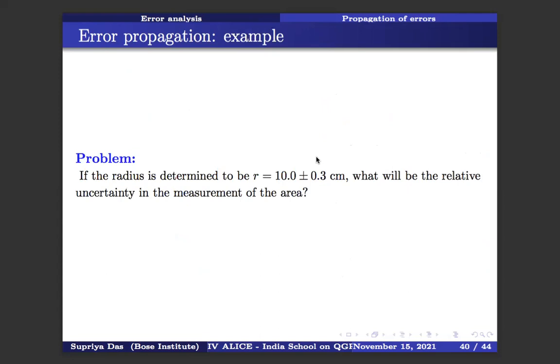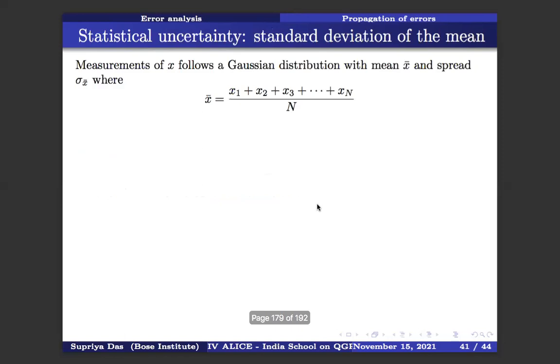So this is another problem which I will again not discuss here, but you can do it based on your error propagation formula. If the radius is determined to be r equal to 10 plus minus 0.3 centimeter, what will be the relative uncertainty in the measure of the area? Sorry, this is a circle, the area of a circle. So if you measure the radius with this uncertainty of plus minus 0.3 centimeter, what will be the relative uncertainty in the measurement of the area of the circle? I am not going to derive this, it is for you to solve.